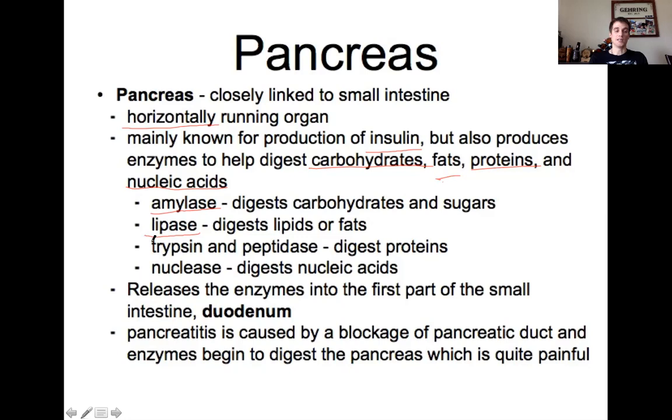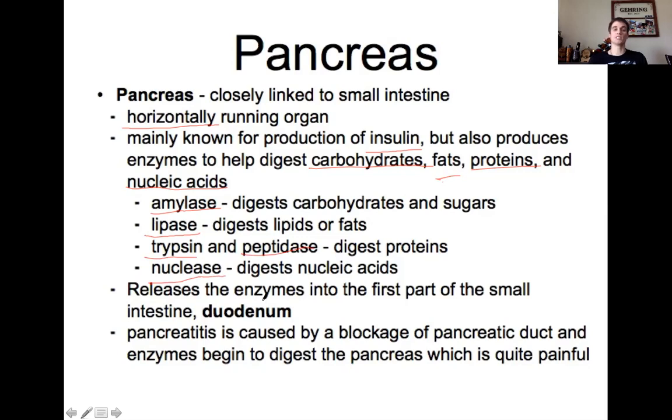Trypsin or peptidase. Peptid looks almost like peptide, which are the building blocks of proteins, and ASE refers to an enzyme. So it's an enzyme that digests proteins. And then we have nuclease. Nuclea is very similar to nucleic, and so this digests your nucleic acids.